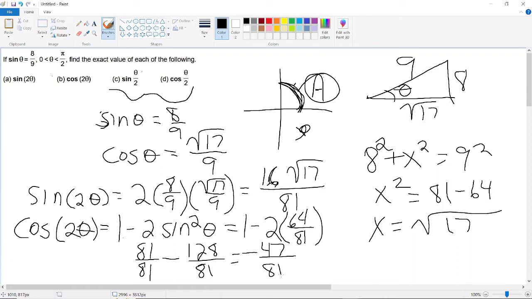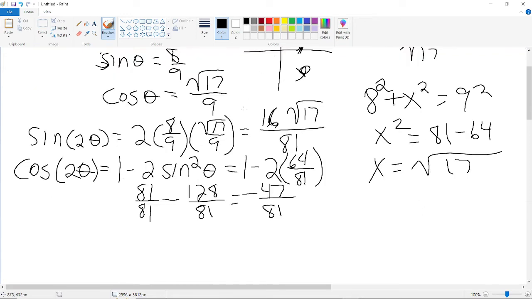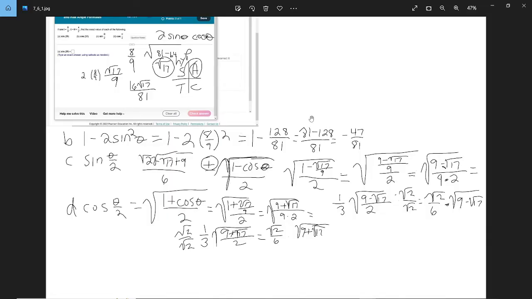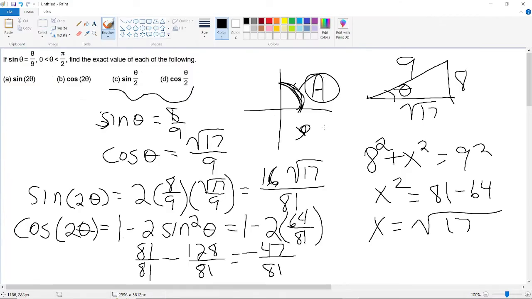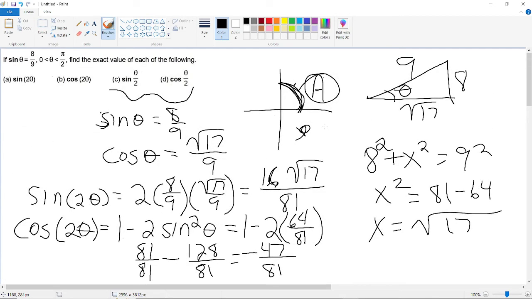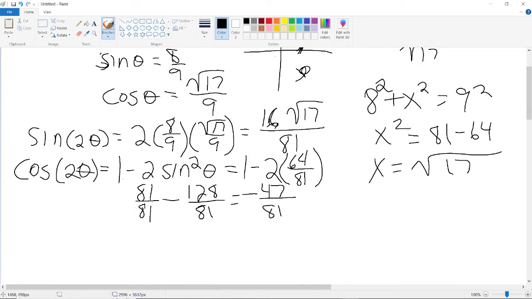Well, that makes sense, because if theta is somewhere here, then 2 theta is probably over there somewhere in the second quadrant. Okay, let me double check it to make sure. Negative 47 81sts. That is what it is. I was just thinking of something and it had me worried. And let me see if I can figure out what it is. Oh, it didn't have me worried.